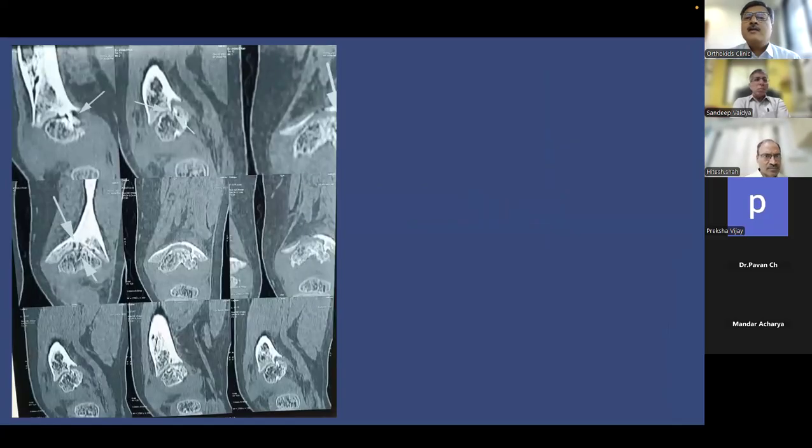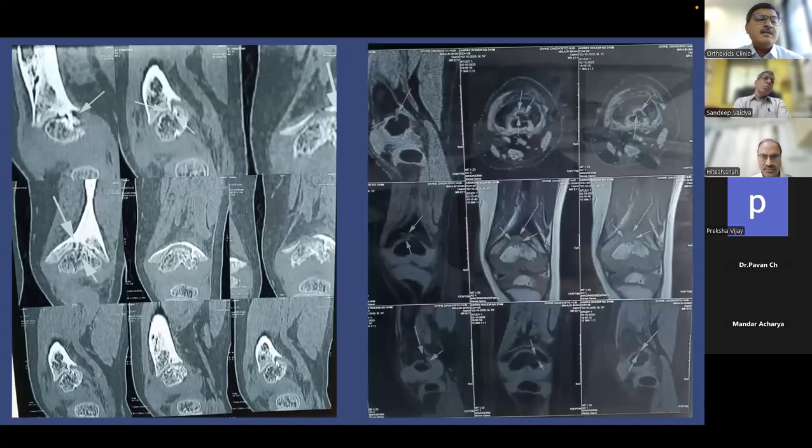And then we got an MRI. So these are the images, Sandeep. Can you comment on this MRI film now?